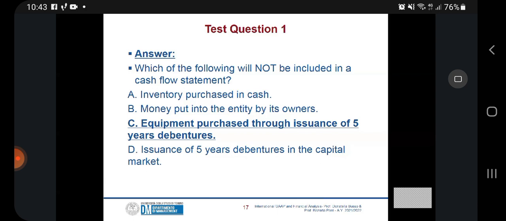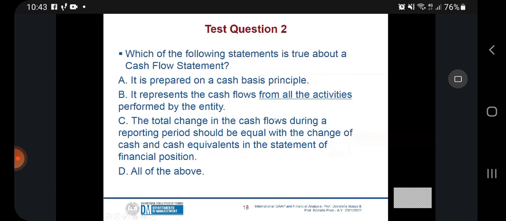Issuance of 5 years debentures in the capital market. If I issue bonds in the capital market, I will collect money. So I receive money, it will be included in the cash flow statement. Good. That's question 2. Which of the following statements is true about the cash flow statement?